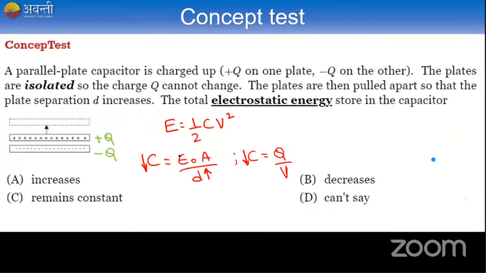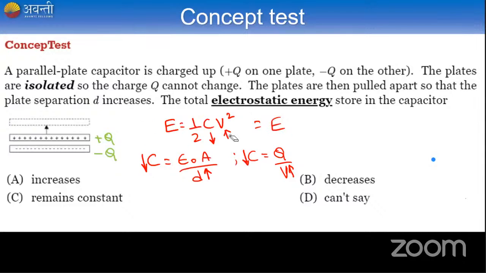So if my given capacitance decreases for the same amount of charge, what happens to the potential? My potential will increase. Yes, here in this case, E is equal to half CV square. My capacitance is decreasing, potential is increasing. So my total final E, should it increase or decrease?